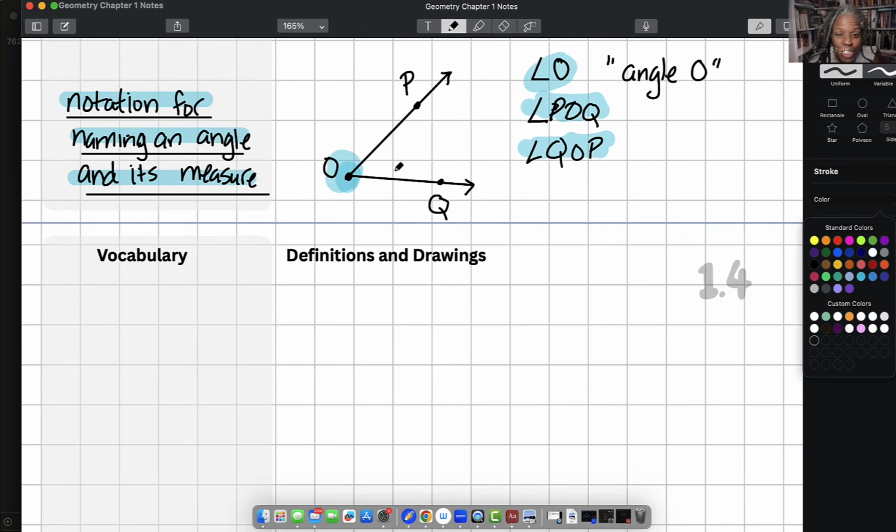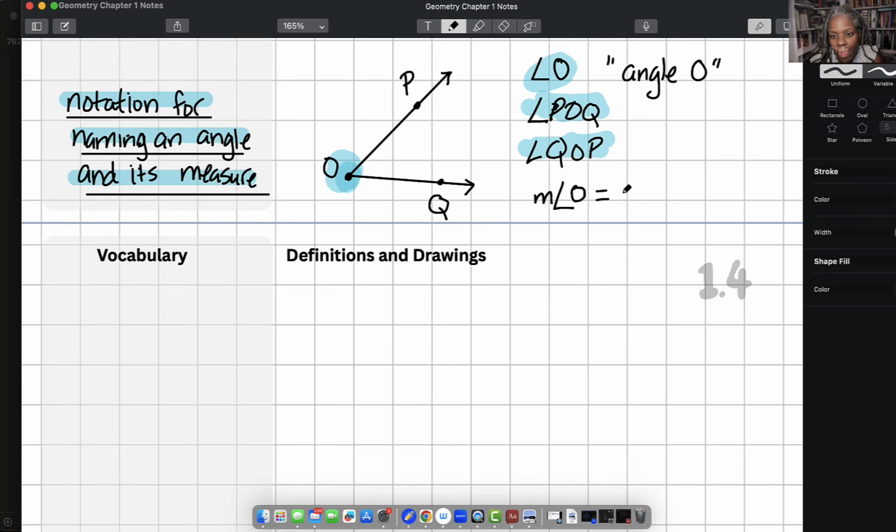If I want to refer to the measure of this angle, like the degree measure, I would put a little m beside the angle name. So I can be talking about the measure of angle O, or I could talk about the measure of angle POQ, which is still the same angle, or I could talk about the measure of angle QOP. Again, still the same angle. So the little m means that I'm looking for a number, not just naming it, but I'm talking about the value of the measure of that angle.